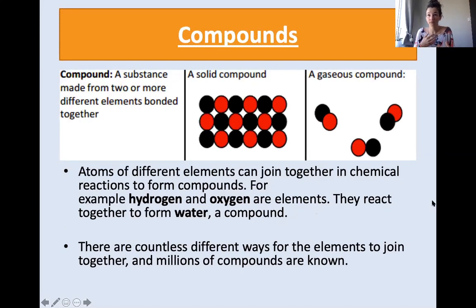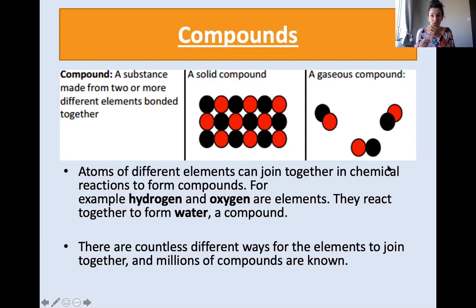Okay, a compound, so this is what we're going to be looking at specifically in this lesson. A compound is a substance that's made from two or more different types of element, different types of atom chemically bonded together. So here you can see a solid compound. We've got two different types of atom in this compound, in this solid. That's what makes it a compound, two or more different types of atoms. And here is a gas compound, two or more different types of atoms.